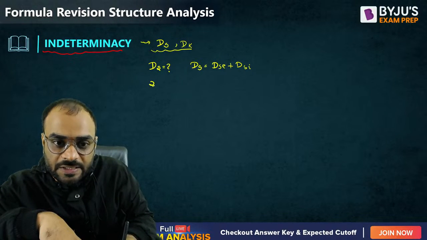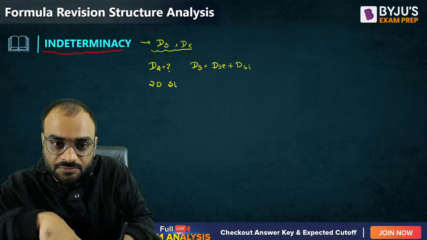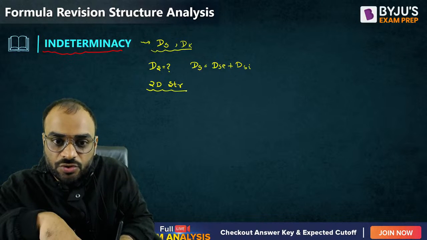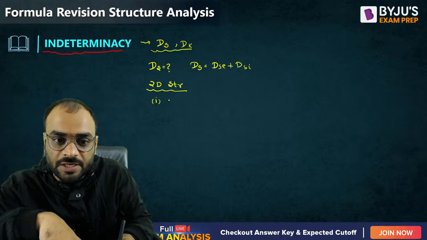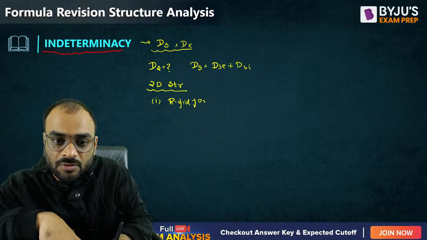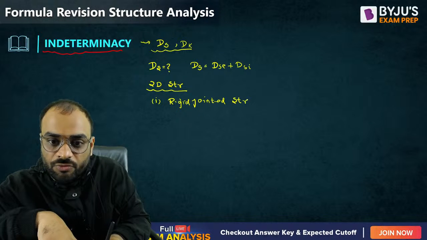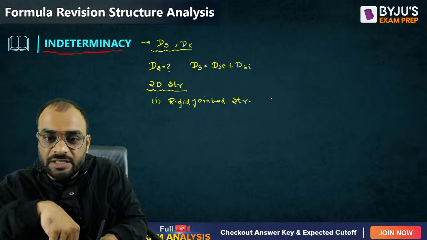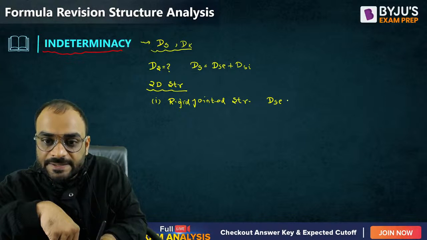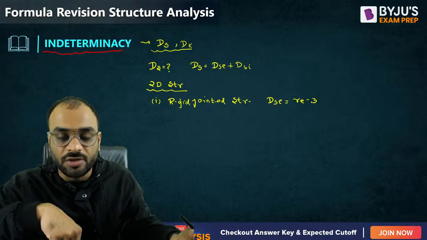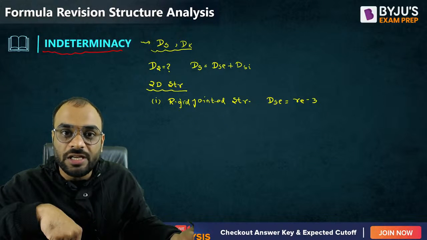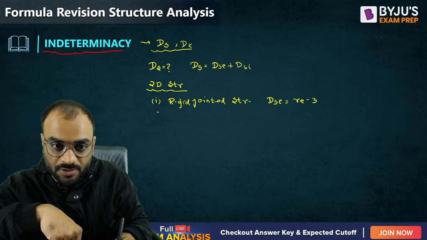Now let us suppose, guys, if you have a 2D structure, and in 2D structure also we will have, let us suppose, a rigid jointed structure. For rigid jointed structure, what is the formula to find out DSE? It should be RE minus 3. What is RE? RE is nothing but total external support reaction, right?